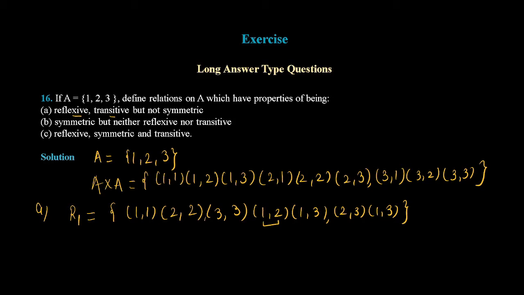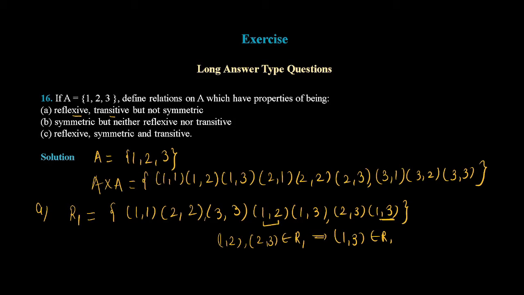Now I want to check whether this relation is transitive. Suppose my first element is (1,2) and the second element is (2,3). These elements belong to R1. Does it imply (1,3) also belongs to R1? Yes, (1,3) is there. So I can say that my relation R1 is reflexive and transitive, but it is not symmetric.